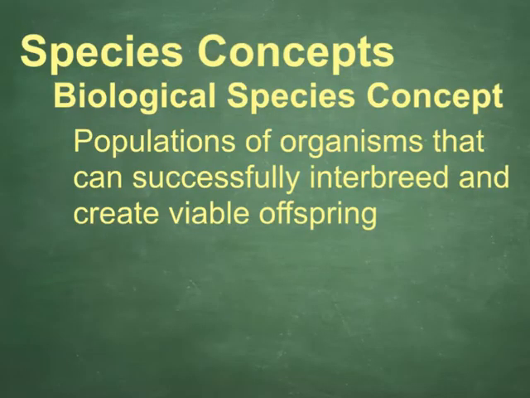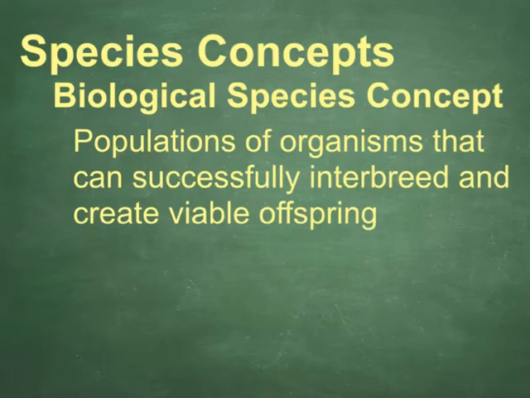Because of the major limitations of morphological species concept, the more commonly used species concept today is what's called biological species concept. And this is the idea that if organisms are able to successfully interbreed and create viable offspring that themselves are fertile and successfully can interbreed, then they should be classified as the same species.